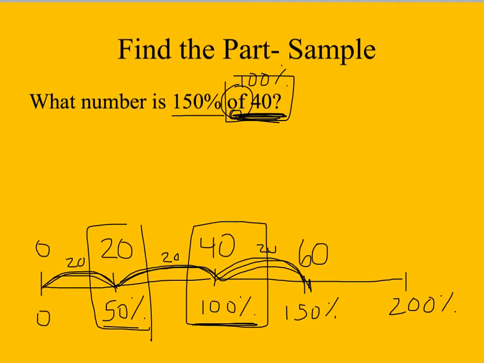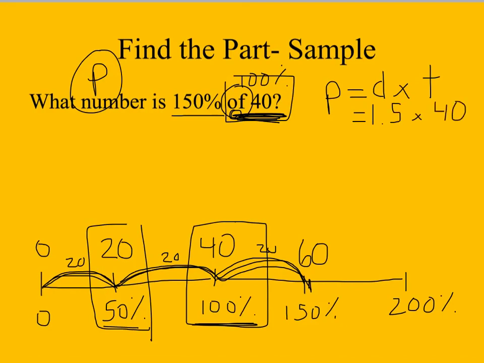Let's see if it works out. So the part is what I'm trying to find. Part is equal to decimal times total. 1.5 is my decimal times 40, which is my total. Do that in the calculator and you get 60. And this number makes sense according to the number line and our calculations with the formula.